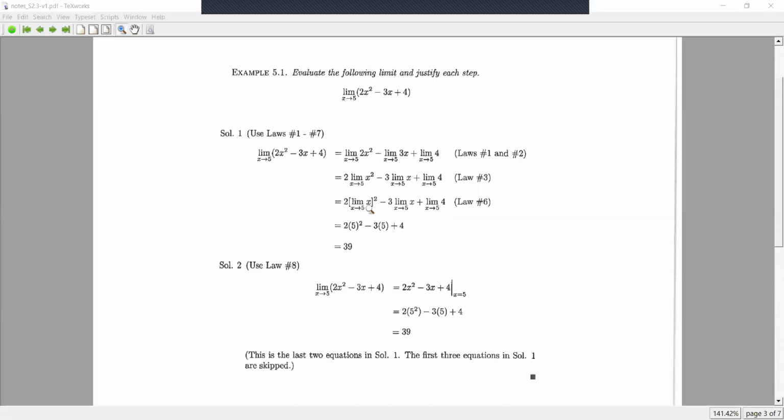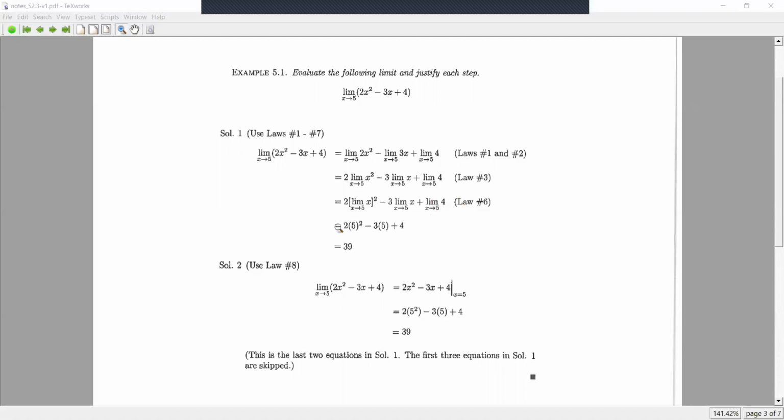As x approaches the number 5, what number will x approach? Of course, it will approach 5. Therefore, this limit is 5. This limit, the same limit, 5. This limit of a constant as x approaches the number 5: what number will the constant 4 approach? It is 4. So this limit is 4.